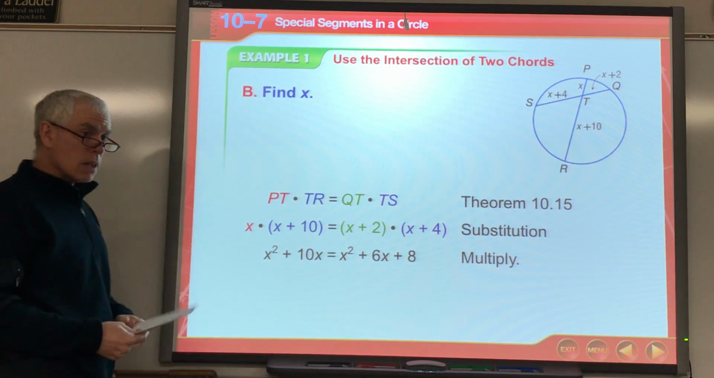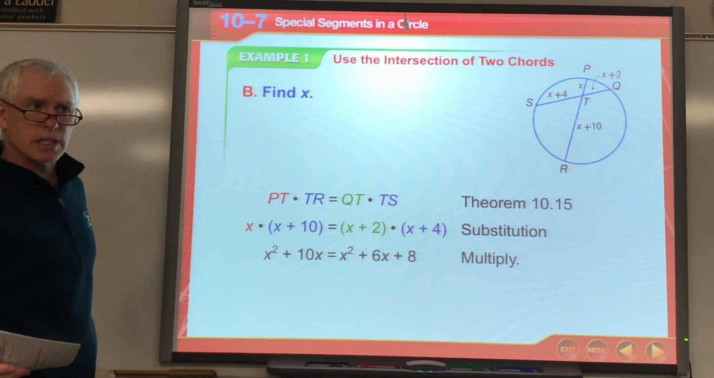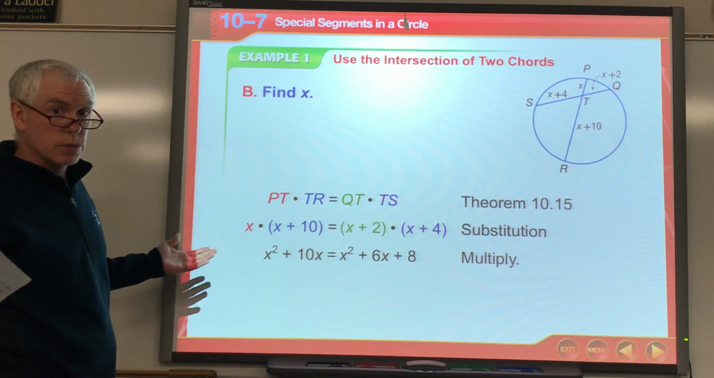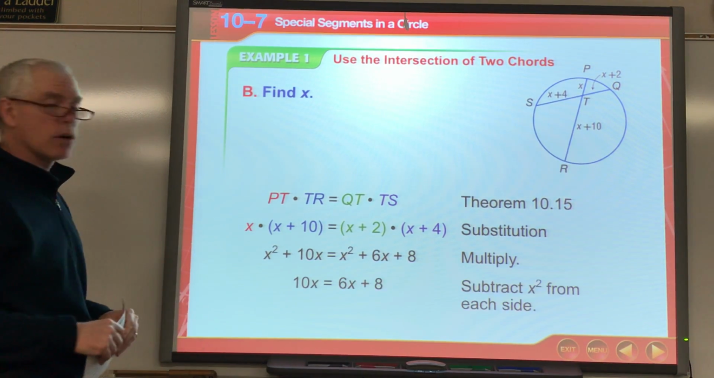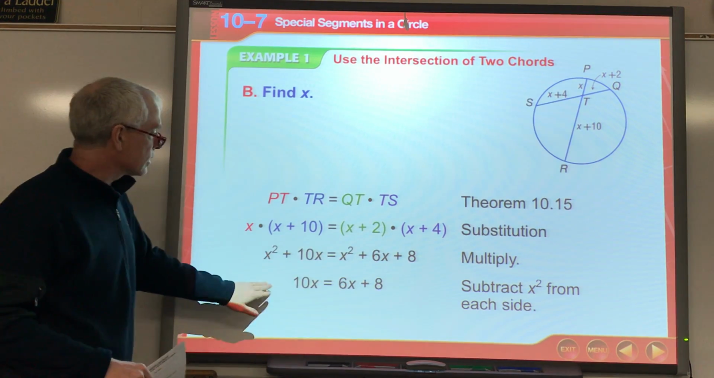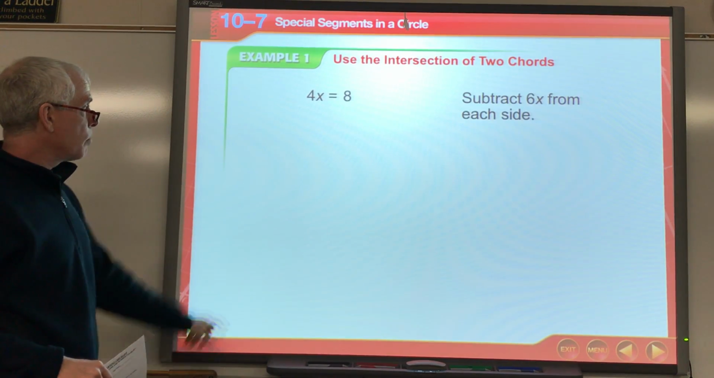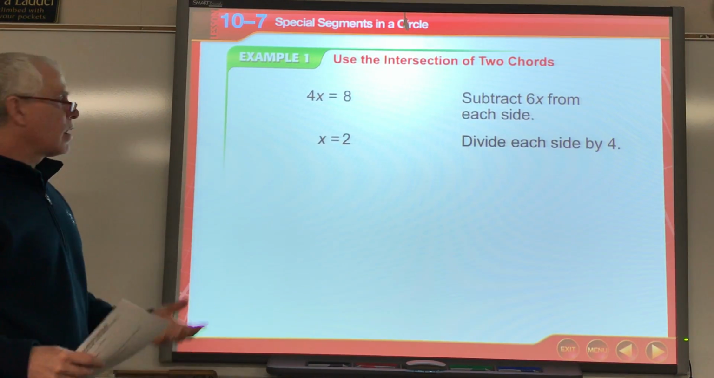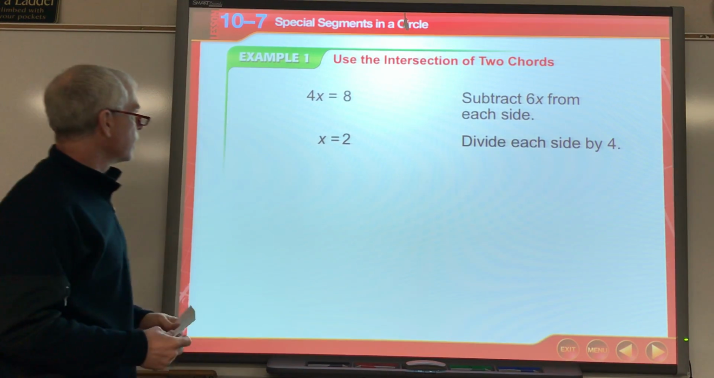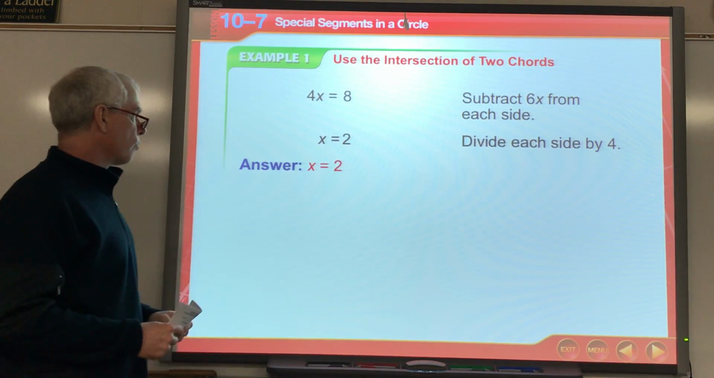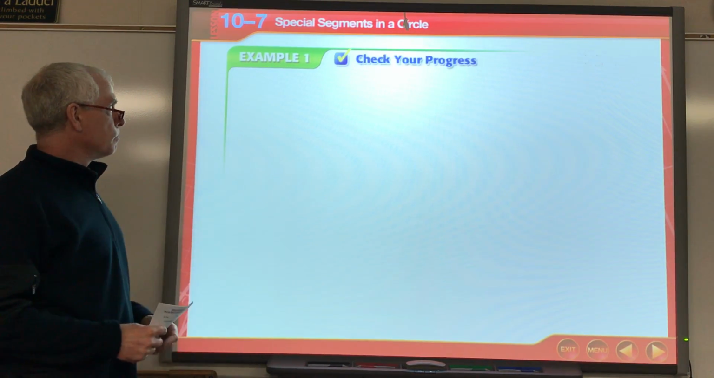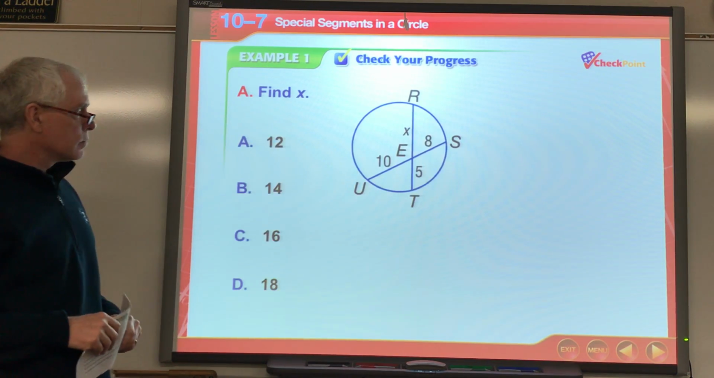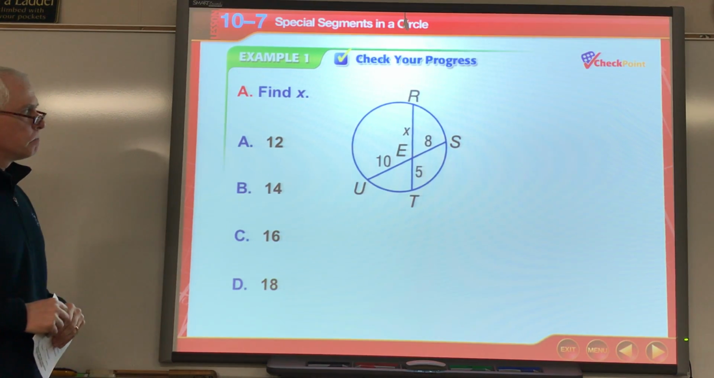And they were kind of nice to you on this one, because if you subtract x squared from both sides, you lose the x squared, so you don't have to worry about solving a quadratic. Subtract 6x, divide by 4, and you get x equals 2. Pretty straightforward from that point, okay? Pause your video, give it a shot, and then we'll go through it together here.